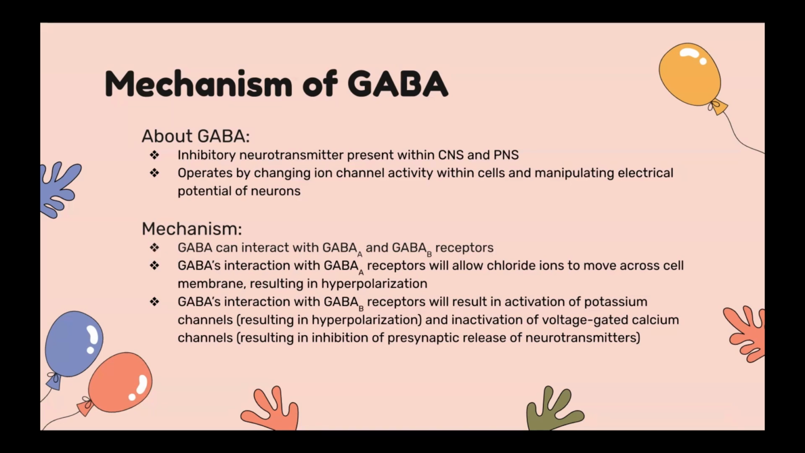thus resulting in an inhibitory effect. GABA B receptor is a G protein coupled receptor and exhibits its inhibitory effect in the following manner. GABA will bind to the GABA B receptor, activate potassium channels, resulting in hyperpolarization, and inactivate voltage-gated calcium channels, resulting in the inhibition of presynaptic release of neurotransmitters.